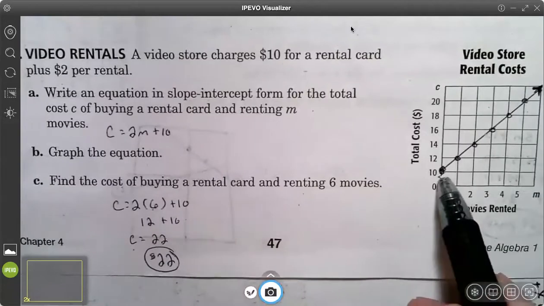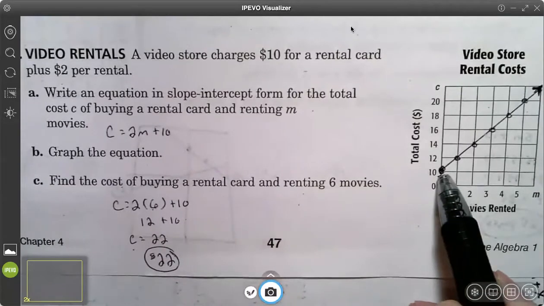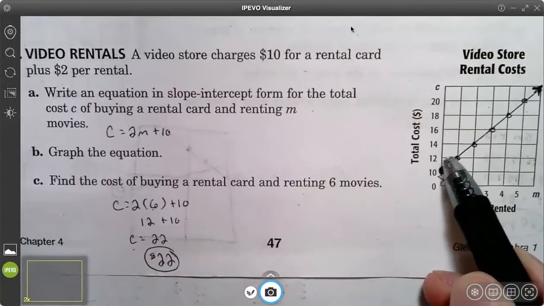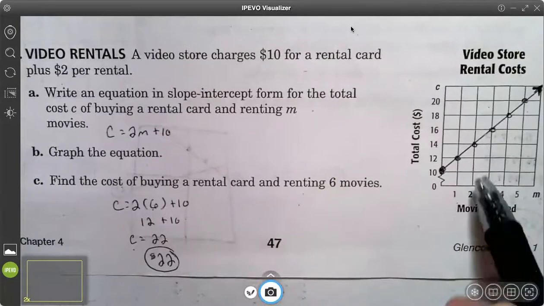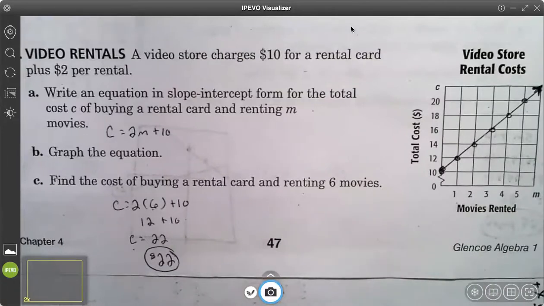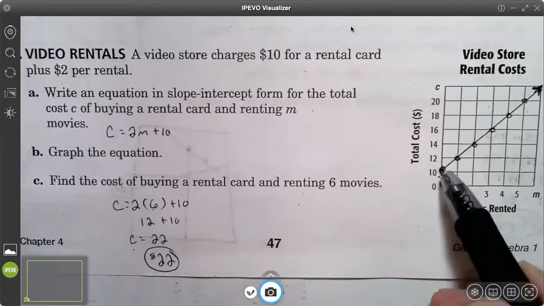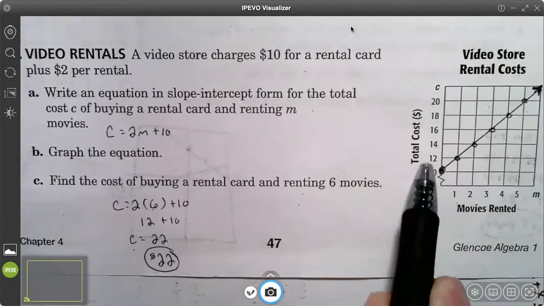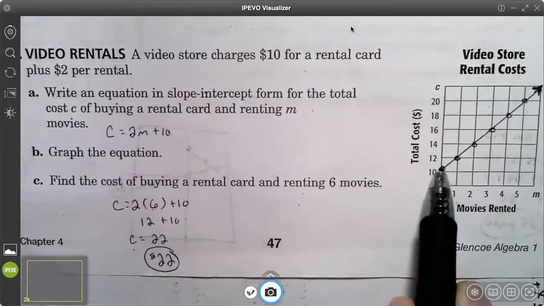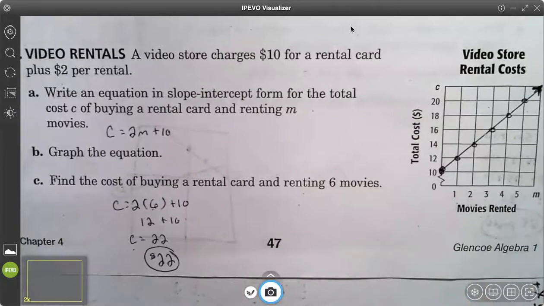So I graph the equation. My y-intercept is 10. That's what I start at. At 0 movies rented, I got to pay $10 for my rental card. I rise $2 per one movie, and I can graph this equation. Now I'm only rising one box, but notice the boxes are worth $2 each. So rise $2 would be one box. Rise $4 would be two boxes.